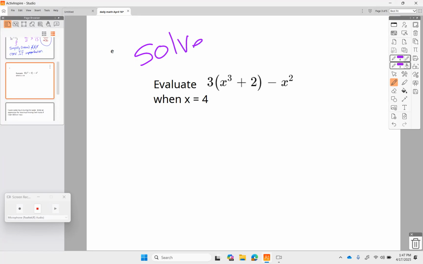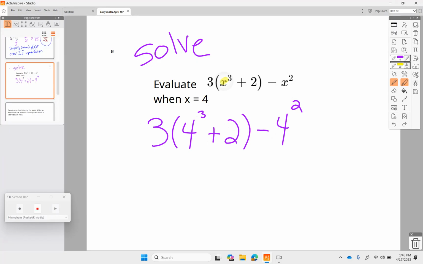Okay, so when we're solving, we are substituting in, and wherever it says X, we're putting the number 4 because that's what they told me to substitute for. Does that make sense? Yes. Okay. So if it helps, this X and this X are what we're substituting. And we're putting in 4. Okay?